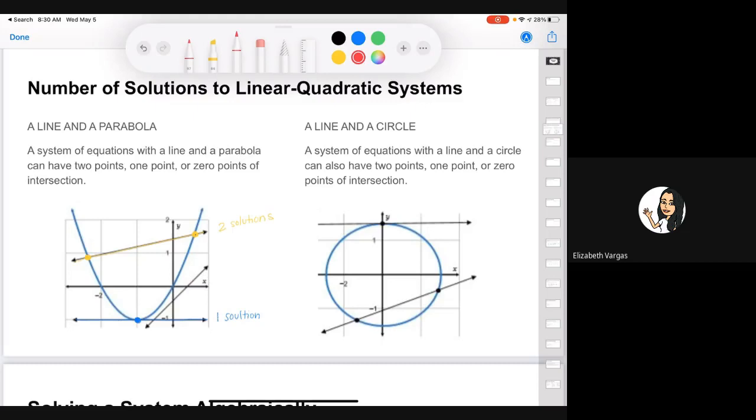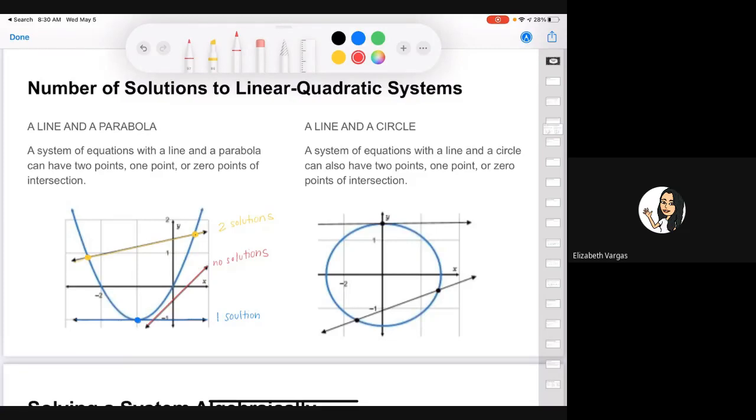And here we have another line. You can see that it never intersects with that parabola, so that would mean it has no solutions. What we should be able to identify here is that if you have a point of intersection, those represent your solutions for that system of equations. It's going to make both of those equations true.